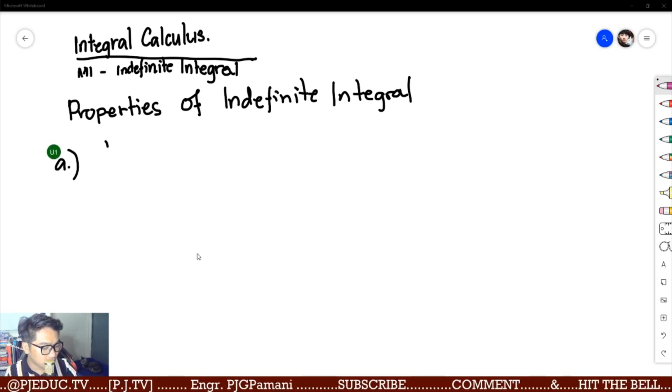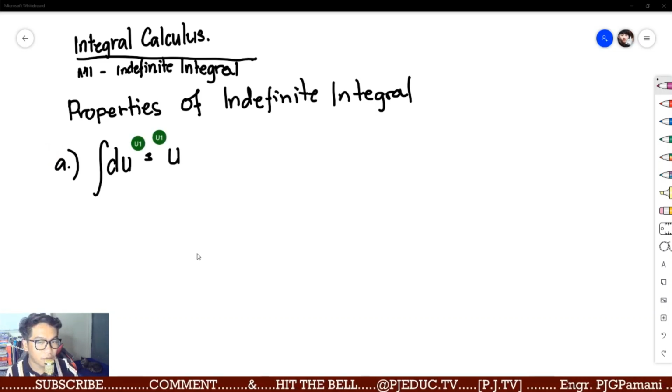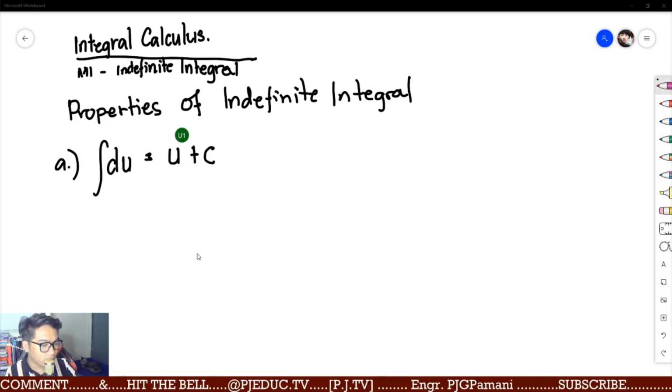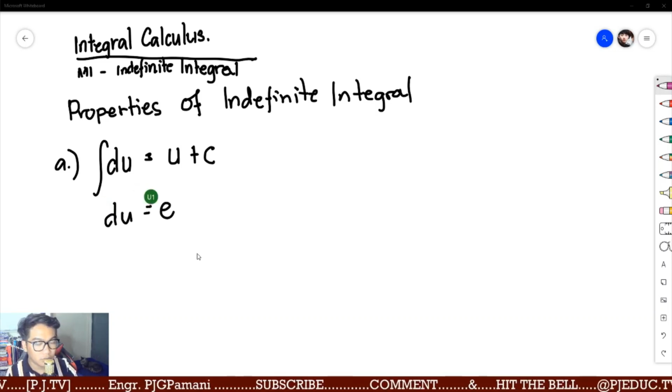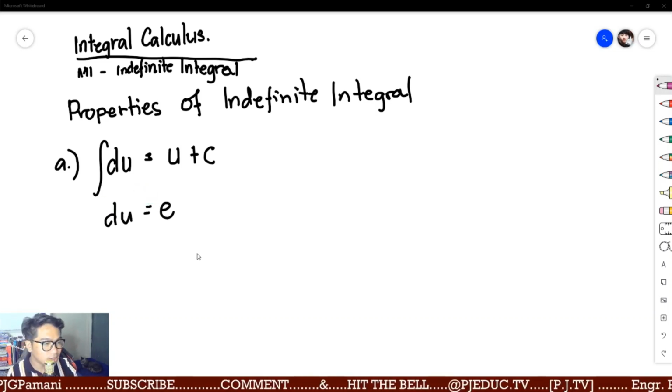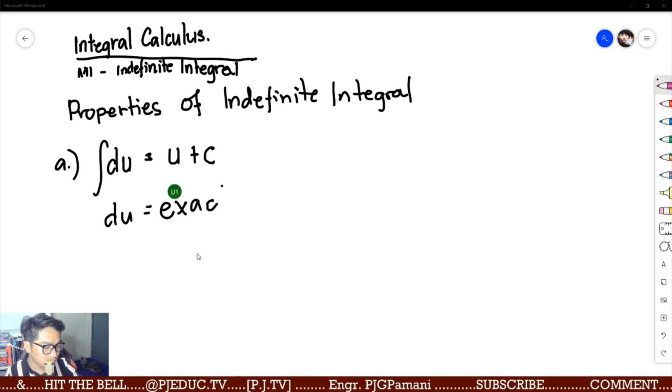First one is that integrating a derivative form of a function is equal now to its integral form plus a constant, where du is basically your exact differential. So, halimbawa, ang differential ni cosine is sine, so yan yung ating du. Exact differential.